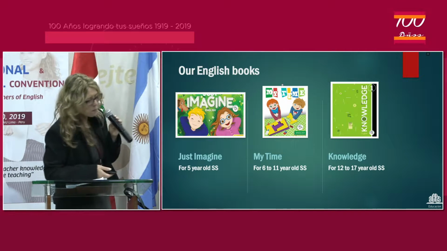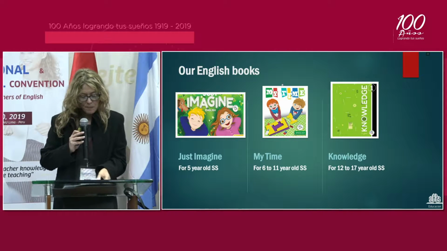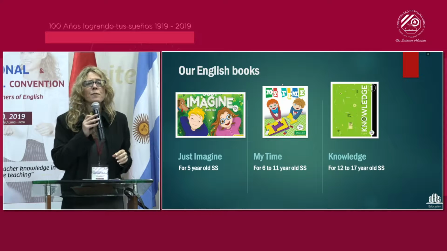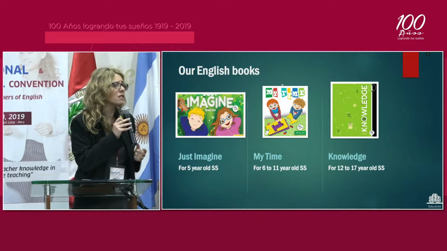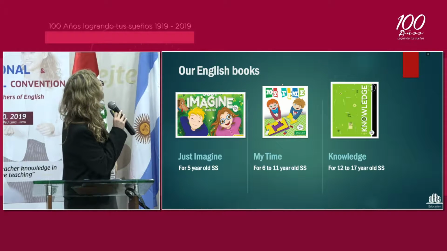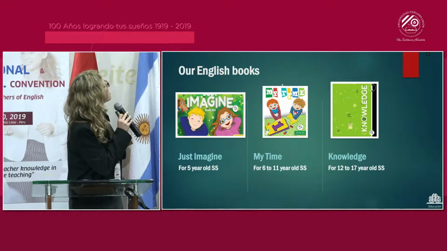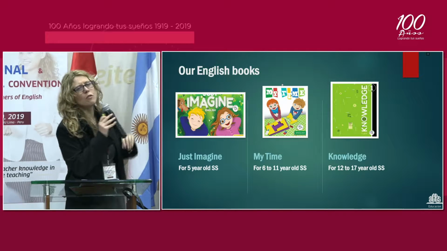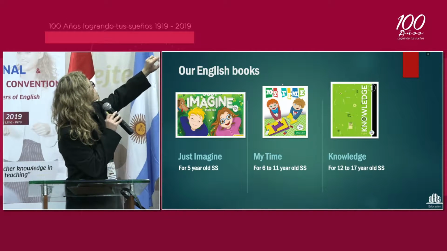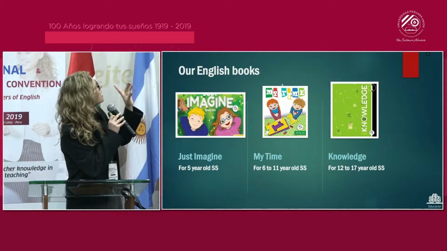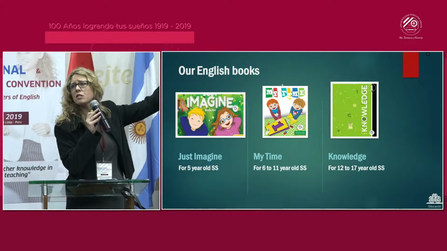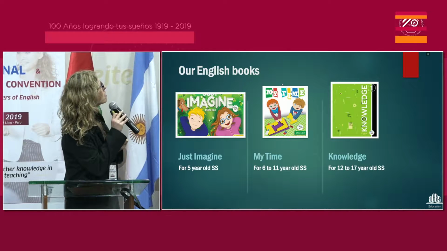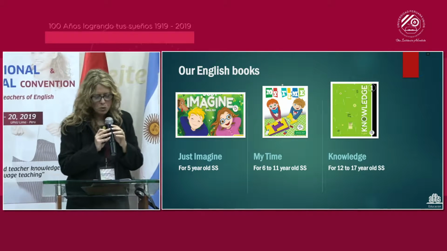Okay. So, as I'm part of the publishing house, we would like to introduce to you the different English series that we have. Just imagine, this book is for 5-year-olds, and in 2021, we are launching for 4-year-old students. My Time and Knowledge, My Time and English Plus, that is still available, right, for primary levels. And the Knowledge series is for high school or secondary school students.